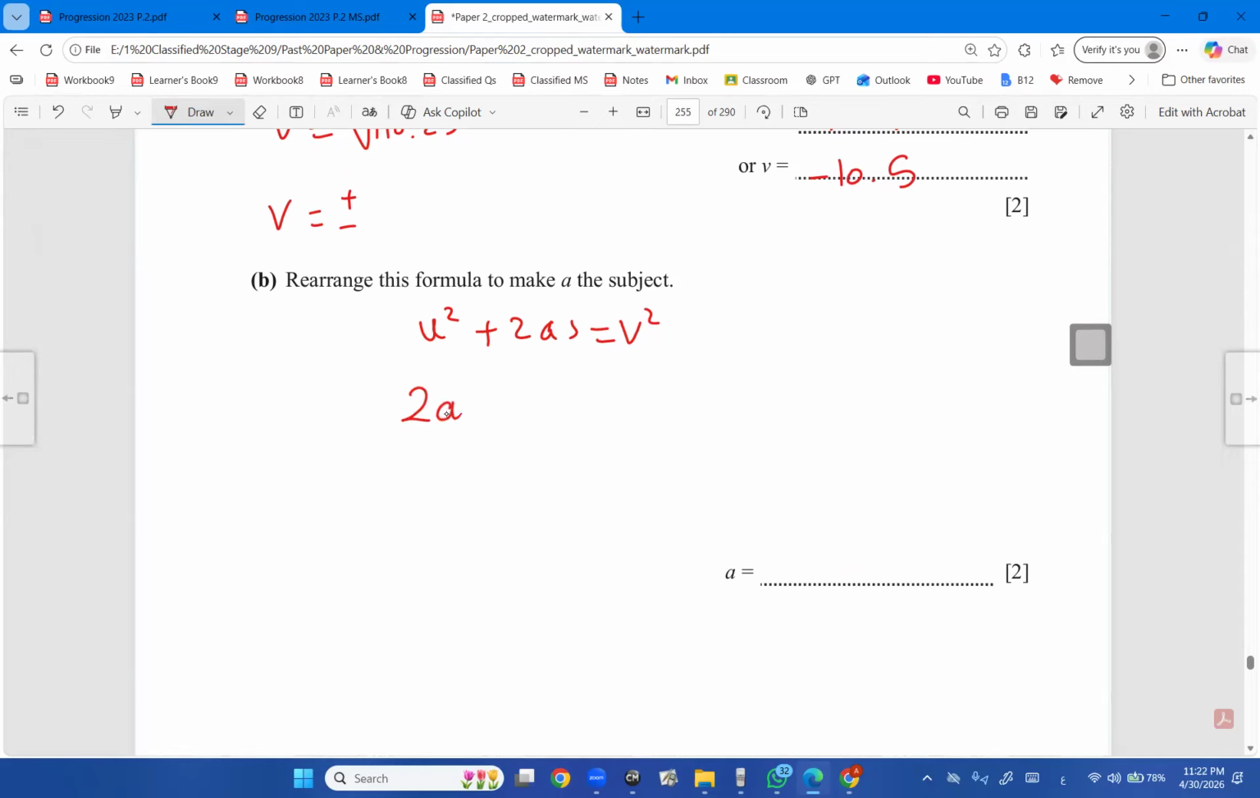So 2as equals v squared minus u squared. But now I need to get rid of what? Of the 2s, because I want only a, which are multiplied to a. So send them in division. a equals v squared minus u squared over 2s. This is the answer.